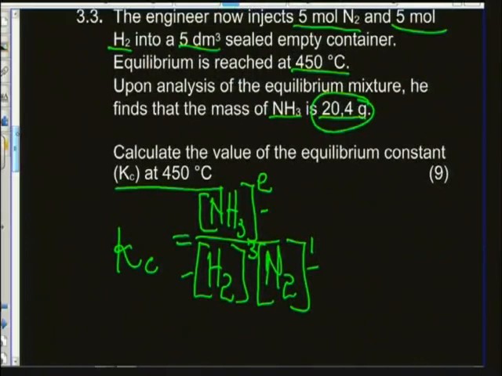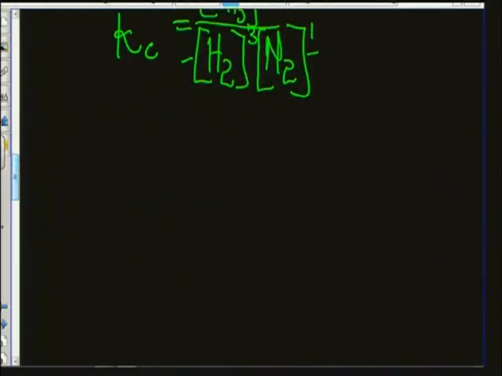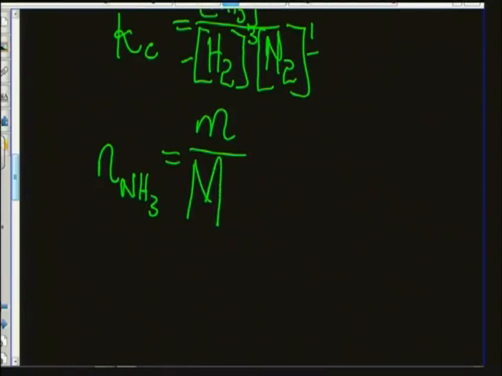Now, let's go and try to find the concentration of ammonia at equilibrium, and that will help us to actually calculate our Kc. So let's look at that. The number of moles of ammonia, that's n for ammonia, is equal to, when we look at it here, we are given the mass, so that will be the mass of ammonia divided by the molar mass of ammonia. The mass that we are given at equilibrium is 20,4.